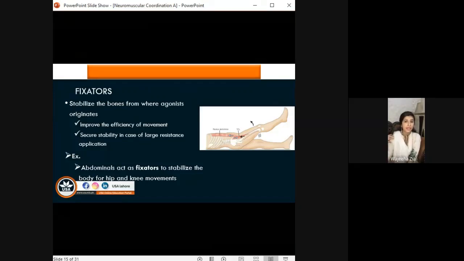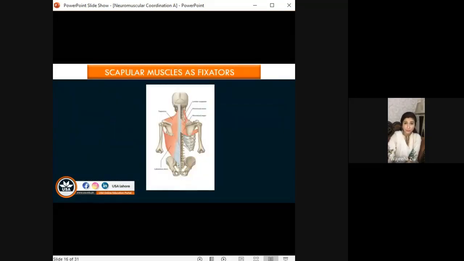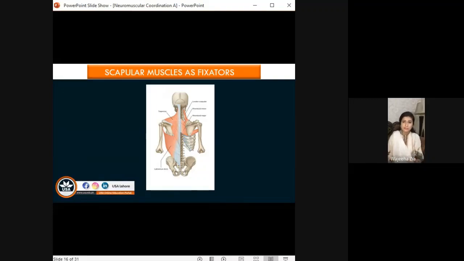The rotator cuff is present at the shoulder. It is a combination of four muscles. The rotator cuff will add the fixation at the shoulder joint and keep the head of the humerus in the glenoid cavity. Along with these muscles, all the muscles of the trunk, all the muscles of the scapula, all the muscles of the lumbar, or the muscles of the spine, always act as a fixator whenever we move, whenever we sit.